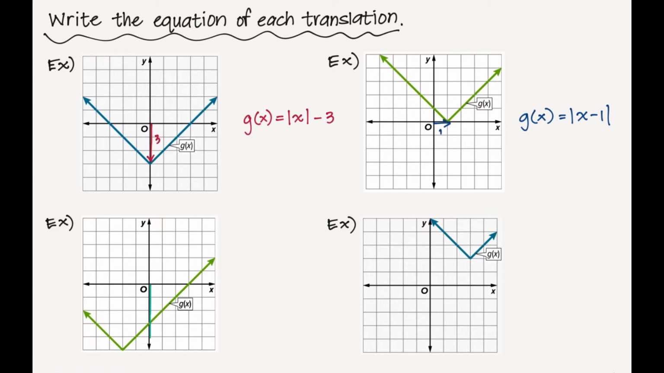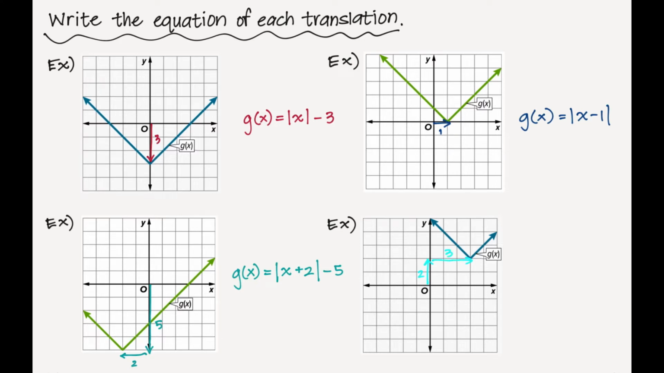All right, for our next function, it is going down 5 units, and it's going backwards to the left 2 units. So that means that on the inside of the absolute value, I'm going to be thinking minus -2, which is the same as plus 2. And then on the outside, I will subtract 5. Okay, so that may have been a little bit confusing, but remember, it is x minus the h that's on the inside.